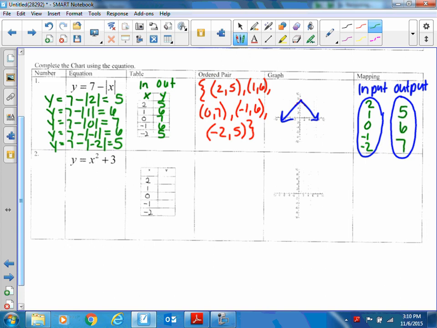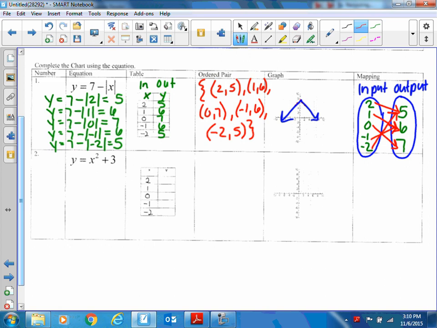Although 5 and 6 show up in the table more than once, we only need to put them in our output column one time. So let's look what we have. We have 2 goes to 5, 1 to 6, 0 to 7, -1 to 6, and -2 goes to 5. So that is what the mapping looks like.